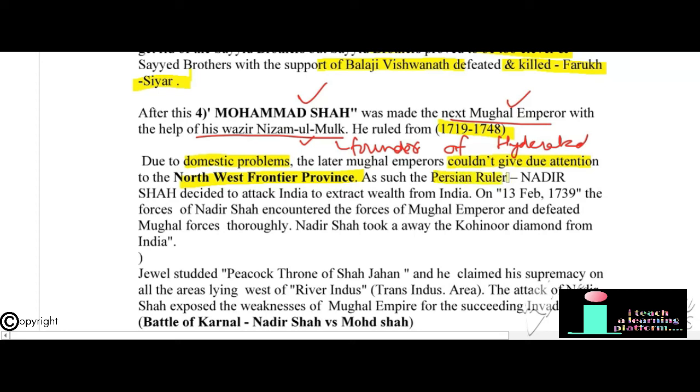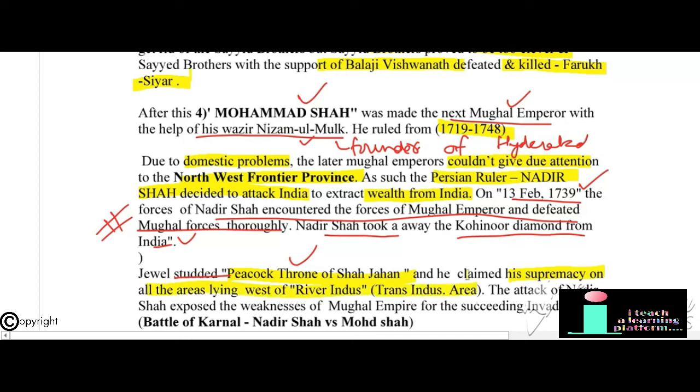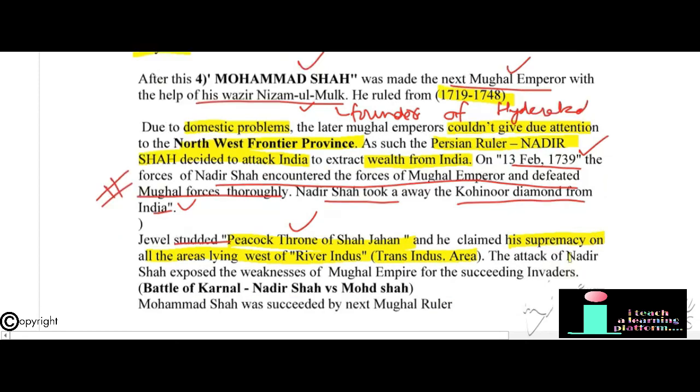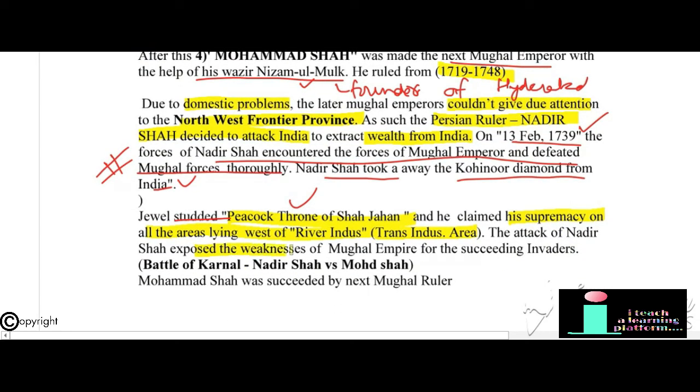As such, the Persian ruler Nadir Shah decided to attack India to extract wealth from India. And on 13th Feb 1739, the forces of Nadir Shah encountered the forces of the Mughal Emperor and defeated the Mughal emperor thoroughly. This was a decisive battle, and Nadir Shah took away the Kohinoor diamond from India and the jewel-studded peacock throne of Shah Jahan. He claimed his supremacy over all the areas lying west of the river Indus, popularly known as the Trans-Indus area. The attack of Nadir Shah exposed the weaknesses of the Mughal Empire to succeeding invaders.